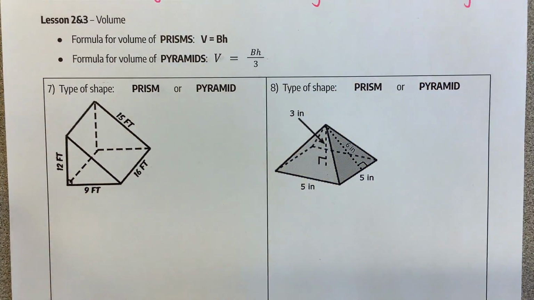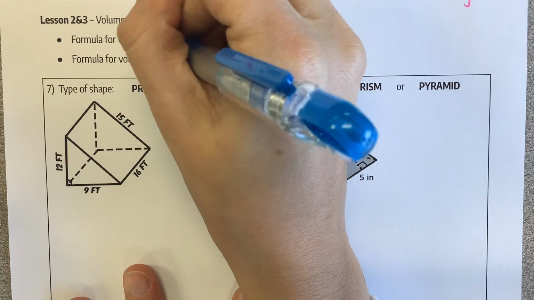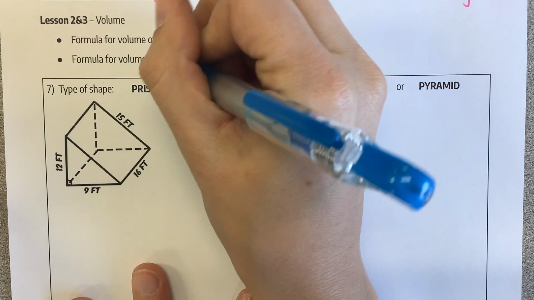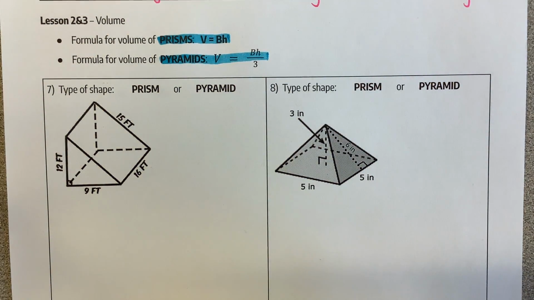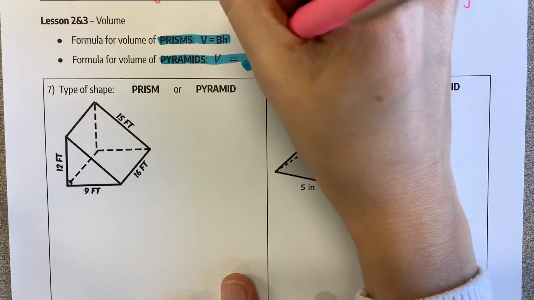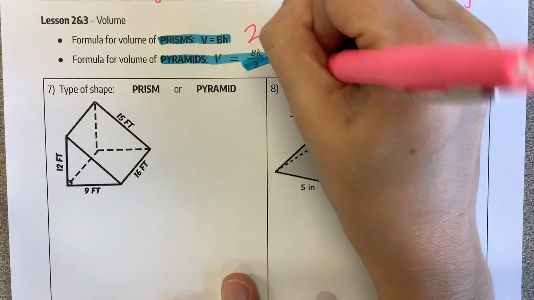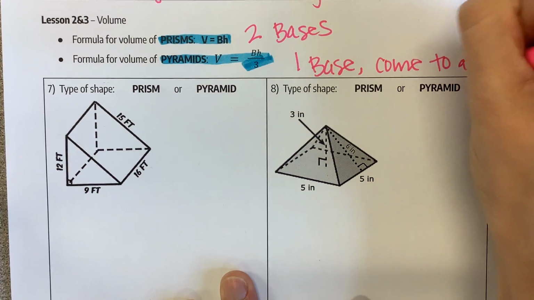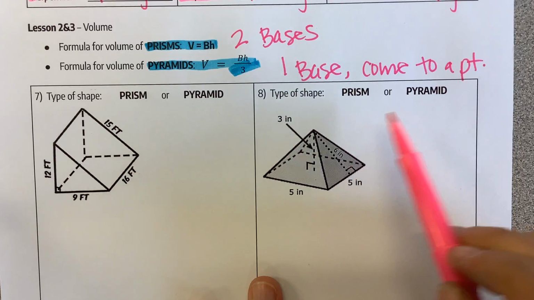Let's look at volume. So we're going to mix both volume lessons, 2 and 3. Two formulas we need to remember. We have prisms where the volume is equal to the area of the base times the height, and pyramids, those come to a point. The difference is you're still going to do the area of the base times the height, but that big difference here is that you are going to divide by 3. So remember, prisms have 2 bases, pyramids have 1 base, and they come to a point on the top. So the side opposite the base is a point.